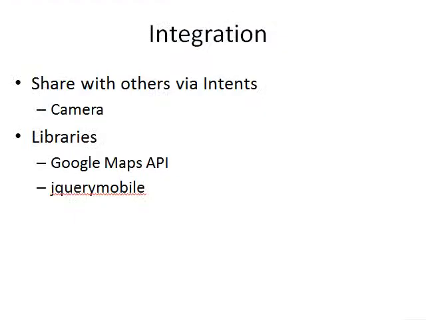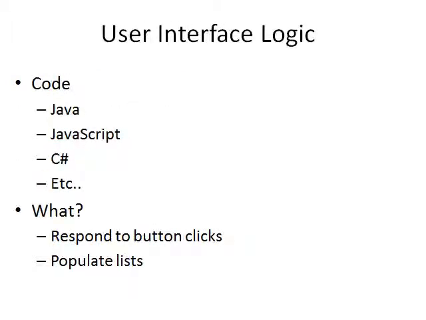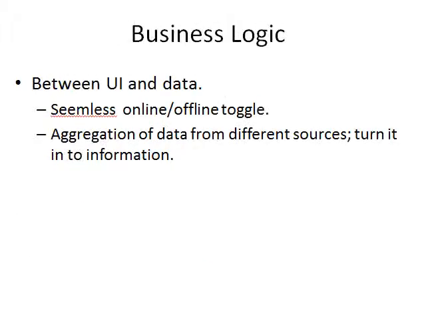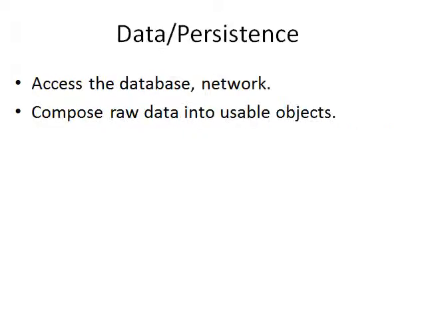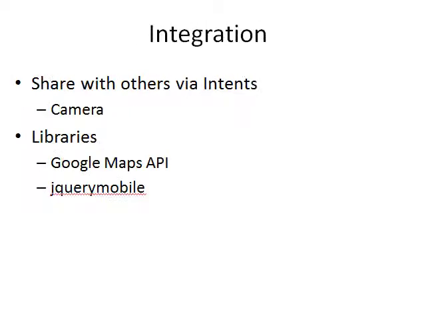So, layers of an application. The main layers that we usually think about are the presentation layer, which is the look and feel, the user interface layer, which decides what happens when a user clicks a button, the business logic layer, which combines data to generate information, the persistence layer, which gathers information, the physical storage, which is where that information lives, and then integration with other apps.